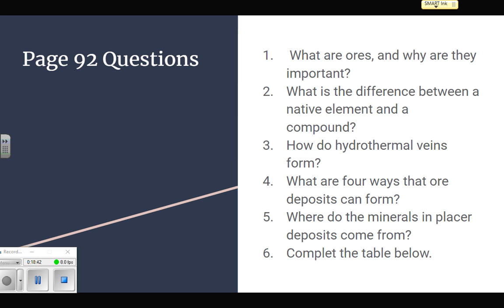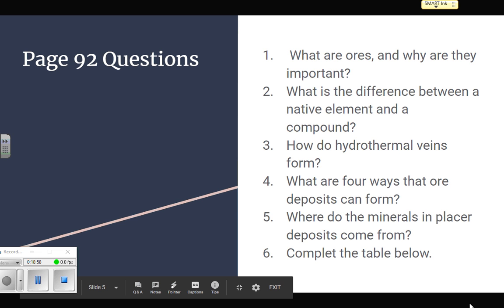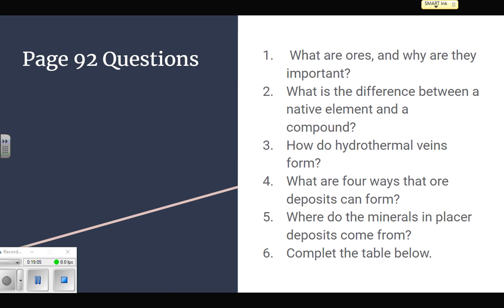A rock or mineral that contains large amounts of materials that are useful and can be mined at a profit.